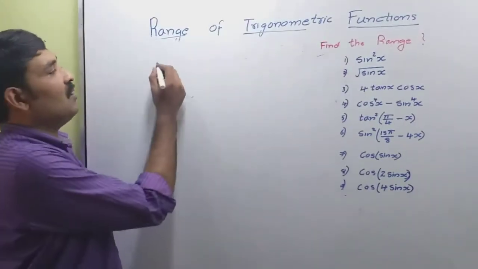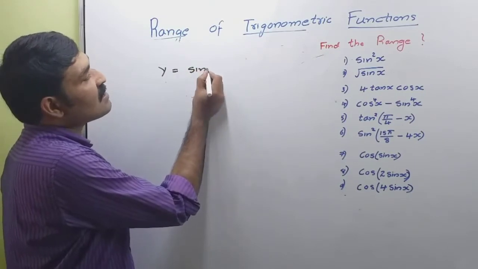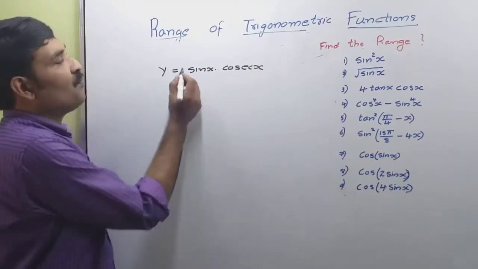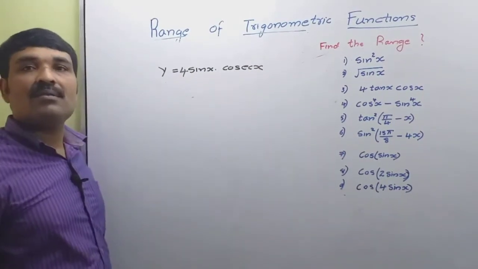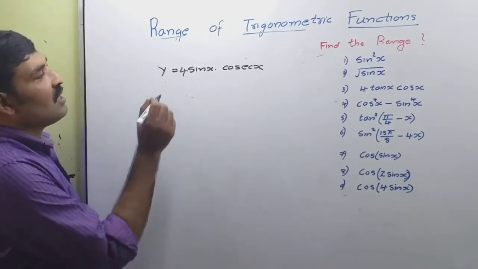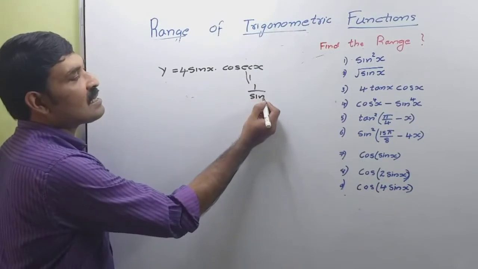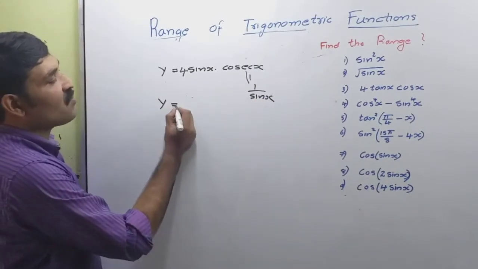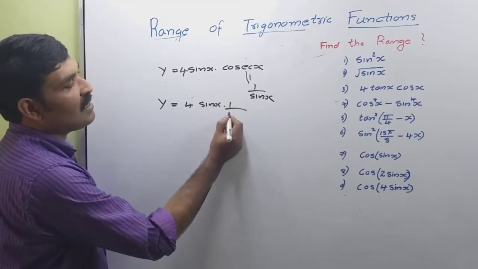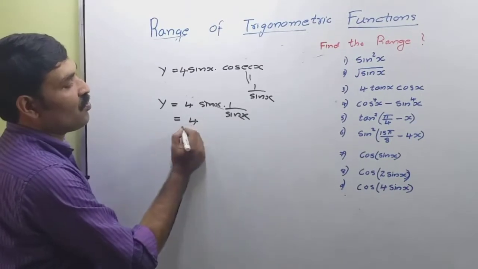Consider another example. y is equal to 4 sin x into cosec x. What is the range of this function? We know that cosec x is equal to 1 by sin x. So y can be written as y is equal to 4 sin x into 1 by sin x. That is equal to 4.